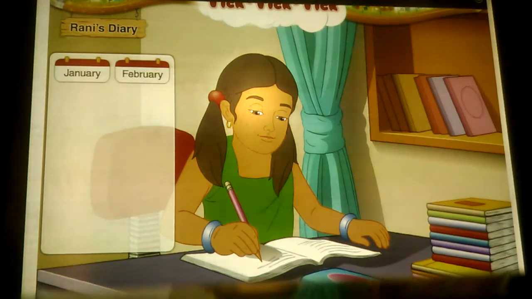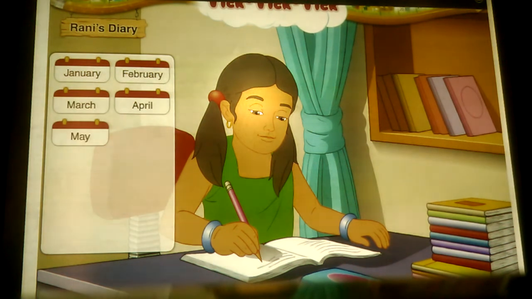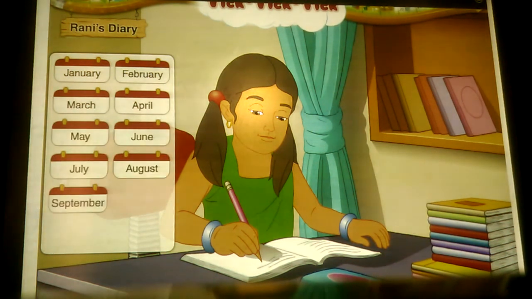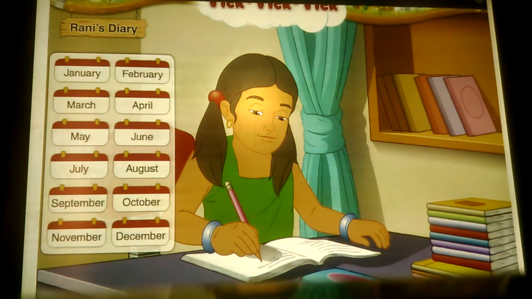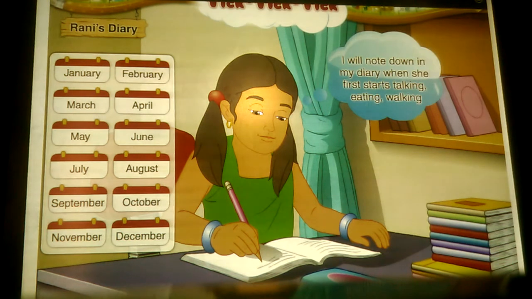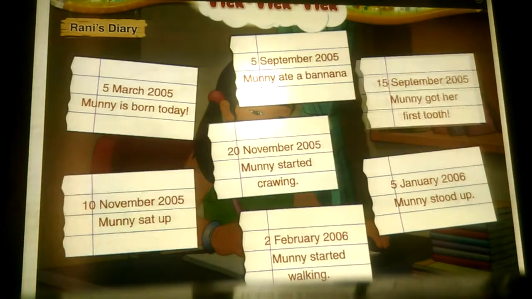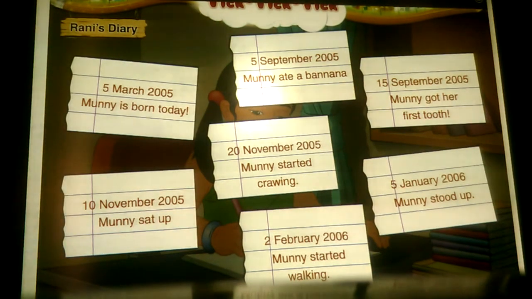January, February, March, April, May, June, July, August, September, October, November, December. I will note down in my diary when she first starts talking, eating, walking. Here are some pages from Rani's diary.